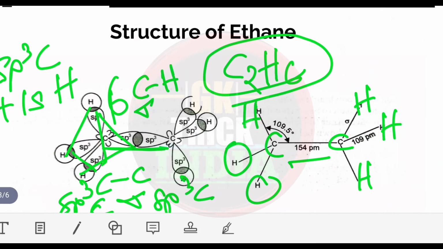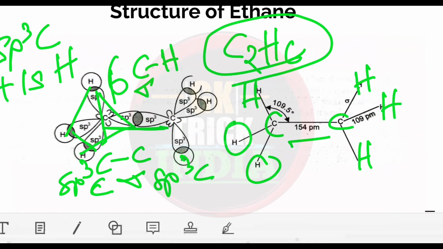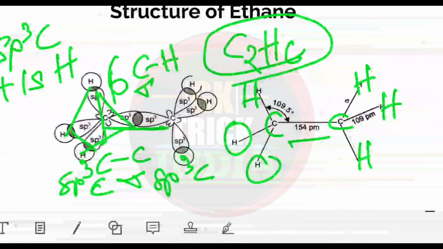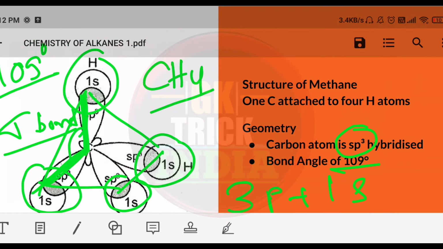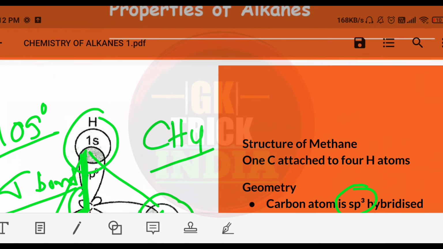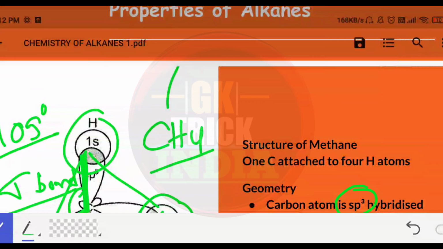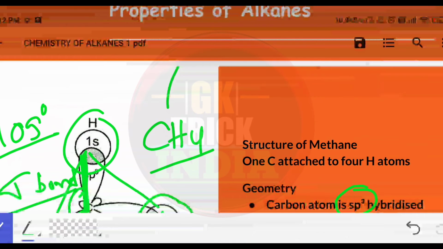And then I talked about the structure of ethane, where you have two carbon atoms attached to each other by sigma bonds, and three hydrogen atoms attached to each carbon atom, totally making it 6 hydrogen atoms. And then you have the structure of methane, the most important one, where it attains a unique tetrahedral geometry.